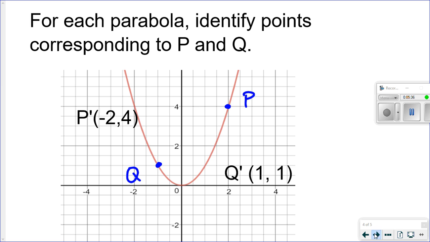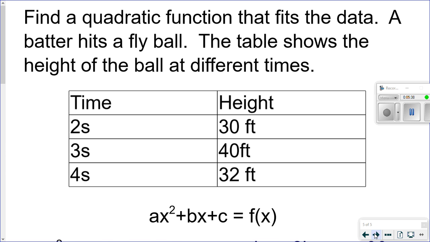All right. And last part. This is why we had to review solving systems of equations, 2 variable and then onto the 3 variable. We have to, given points, find a quadratic function that fits the data.